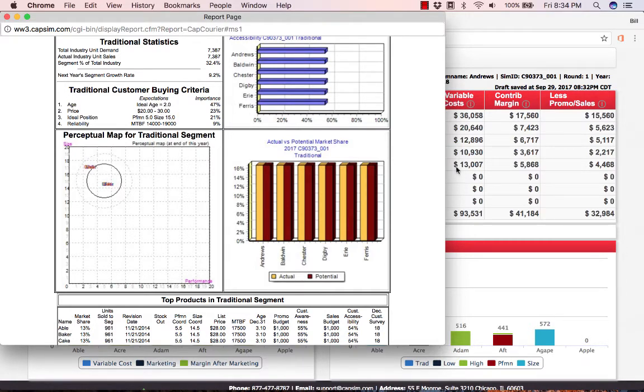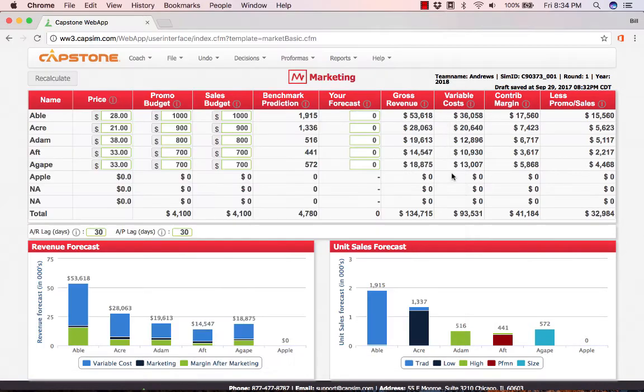Okay, so I'm going to go back here, and I'm just going to pick a price that's sort of in the middle there. So I'm going to set that at $26. All right. Now, promo budget and sales budget. What in the world do those things do? Well, promo budget helps people know about your product, and sales budget helps get your product available and out to market so people can have it.